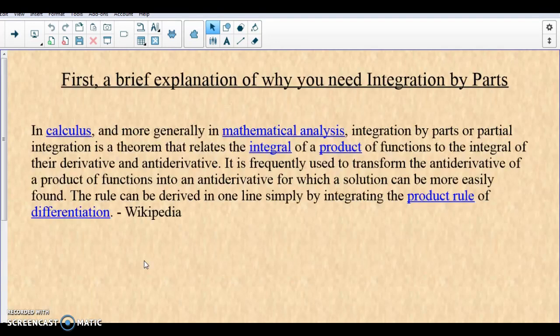So here's a brief explanation of why you need integration by parts. The main thing I want you to understand is that it's a theorem that helps you relate the integral of a product of functions. If it weren't for this method, you wouldn't be able to take a problem whose derivative was found with the product rule and go back and integrate it. It's for when somebody took the derivative of two things multiplied together and now you need to go backwards.